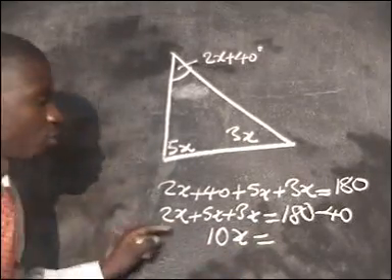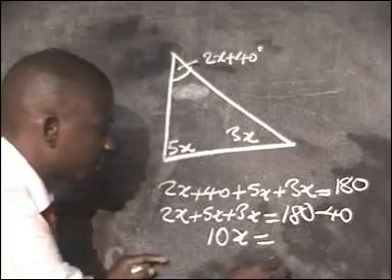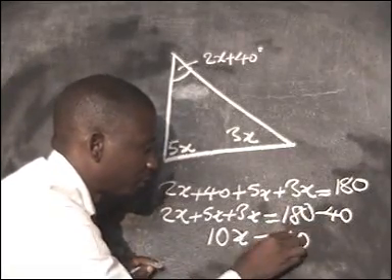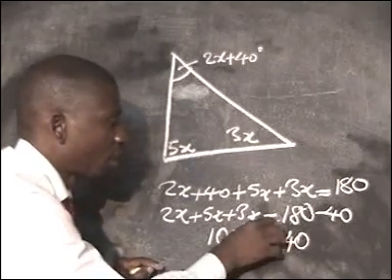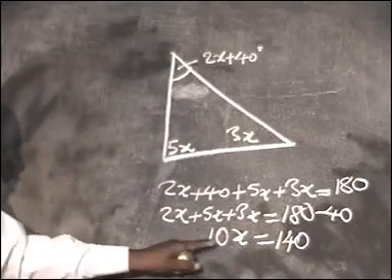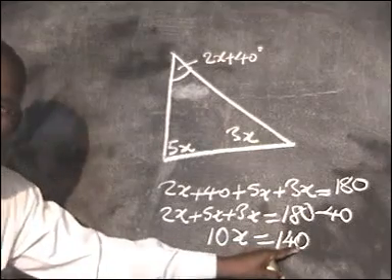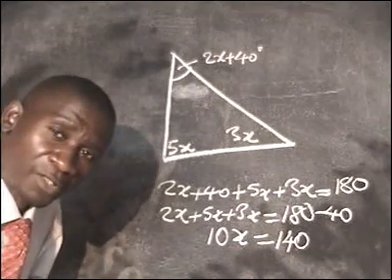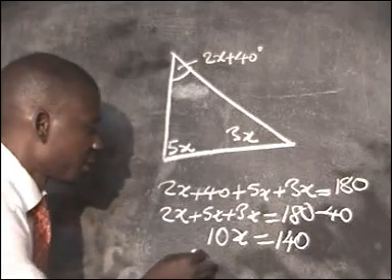And this is equal to 180 minus 40. 0 minus 0 is 0. 8 minus 4 is 4. And this is a 1. So 180 minus 40 is 140. Then from there, 10x is equal to 140. So it is this equation which should be solved in order to find x.